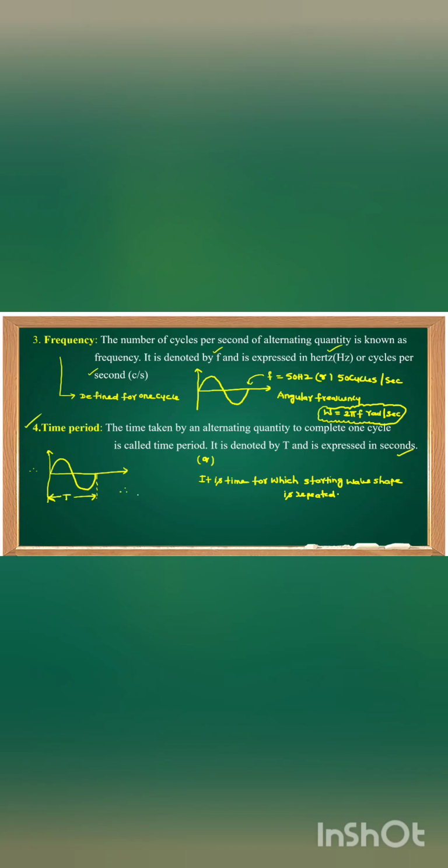How to relate time period and frequency? Frequency equal to 1 by time period, where T equal to time period. You can also write omega equal to 2 pi f. Then F I am writing 1 by T, so omega equal to 2 pi by T. This is also one more formula. Omega equal to 2 pi f, that equal to 2 pi by T.